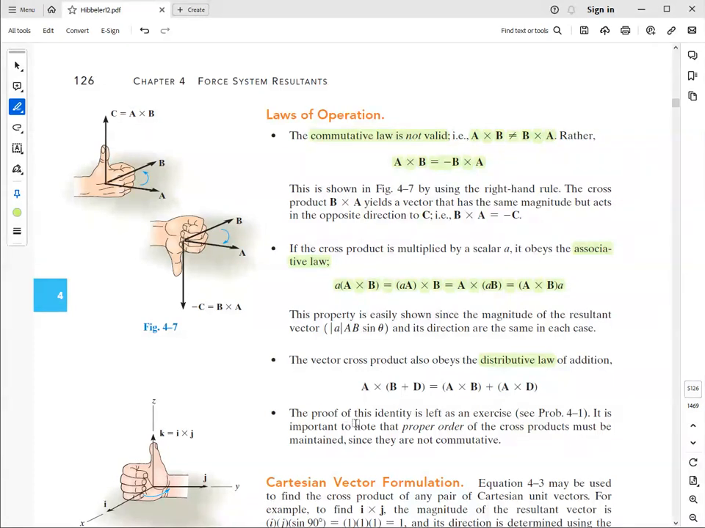And then we have the distributive law. So A crossed by the sum of B plus D. I cross A with B, I add the cross product of A and D, and get the same result.